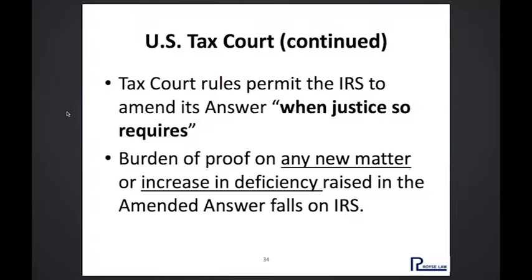And I recall the court saying it wasn't as if we had a summary judgment motion pending. And then in another case, we actually had a summary judgment motion pending, and the government was allowed to amend its answer again. So this standard of when justice so requires is applied very liberally. And when the IRS amends its answer, that's when they're adding in a new theory or raising the amount at issue.